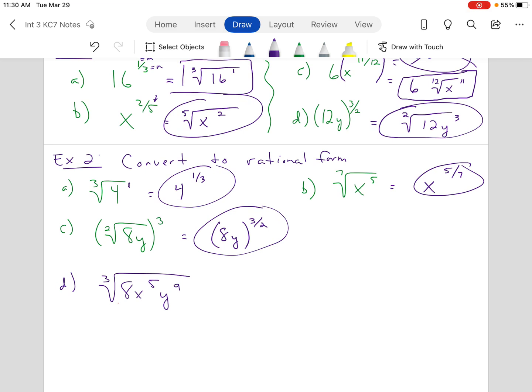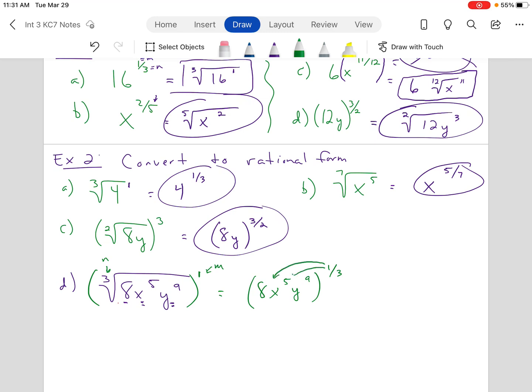Now, D is a little harder. You see that you have multiple things inside and multiple exponents. When that happens, you are going to rewrite this as one thing instead of 3 separate things, because I have an 8, an x to the 5th, and a y to the 9th. That's 3 different terms. So I am going to put parentheses around this, and the exponent of the whole thing is 1. So I'm going to rewrite this as 8x to the 5th, y to the 9th, to the 1/3 power. Remember, this is my exponent, which is my m. This is my n. So this becomes 1/3.